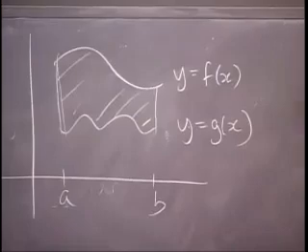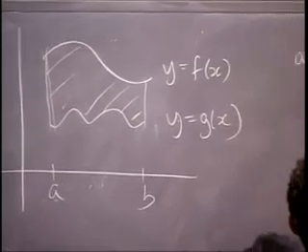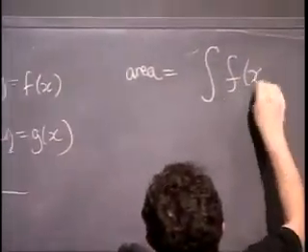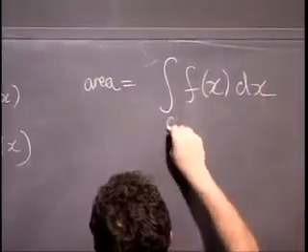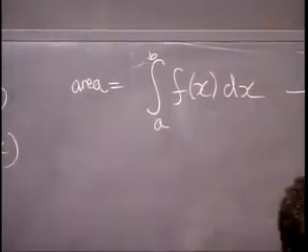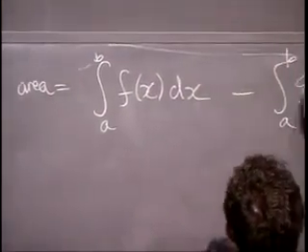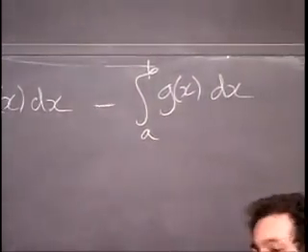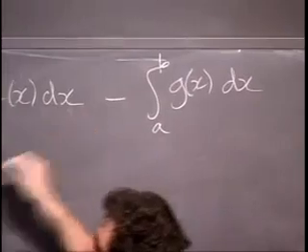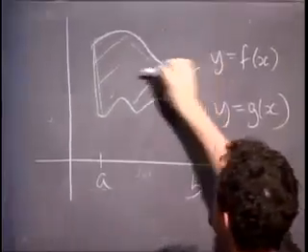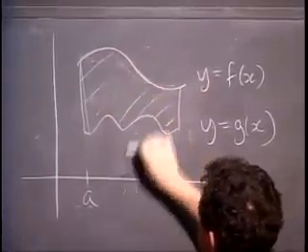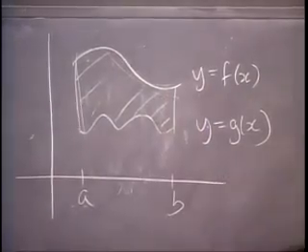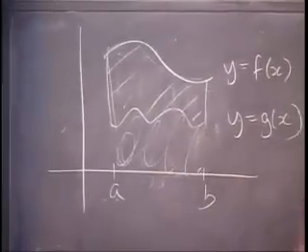Well, this area is equal to the integral of f of x from A to B minus the integral of g of x from A to B. Why? Well, this first integral takes the area under the curve all the way down to the axis. And the second integral takes away this piece. So you get the area between the curves that you're looking for.